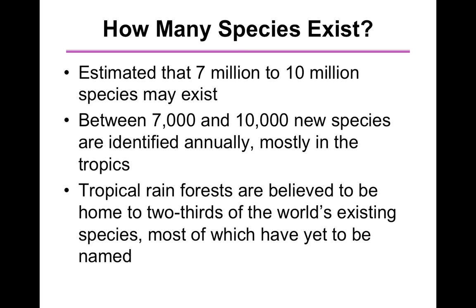How many species exist? Estimates are that 7 million to 10 million species may exist, and 7,000 to 10,000 new species are identified annually, which is yearly, mostly in the tropics and forest countries. Tropical rainforests are believed to be home to two-thirds of the world's existing species, most of which have yet to be named.